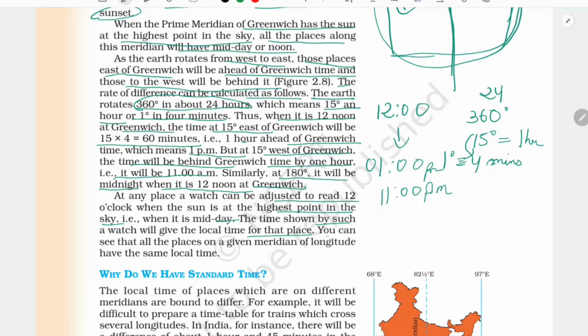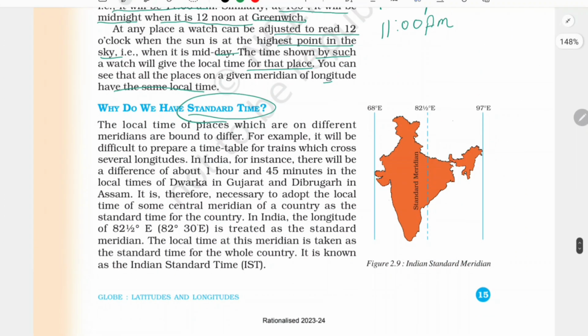Okay, you can see all the places on a given meridian of longitude have the same local time. So on a given meridian of longitude, you will notice that all the places will have the same time. Okay, next we will understand why we have this standard time zone. Why do we adopt this standard time zone?